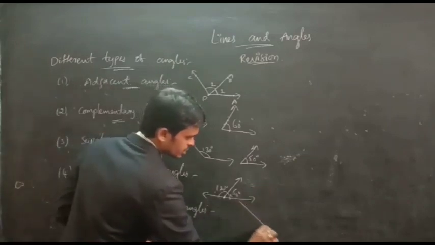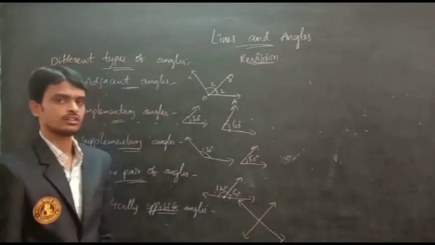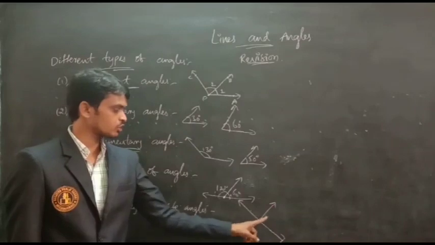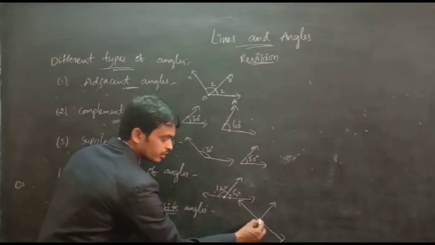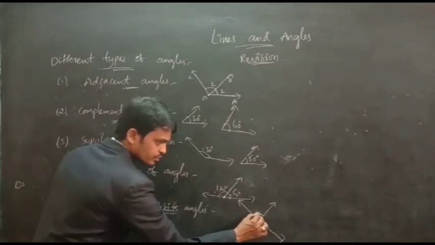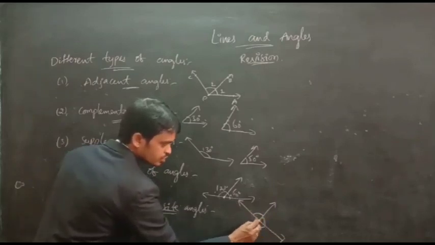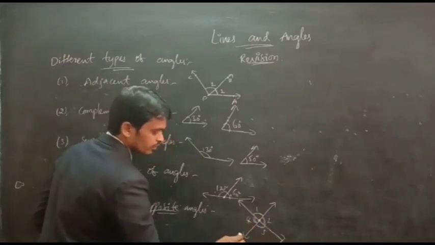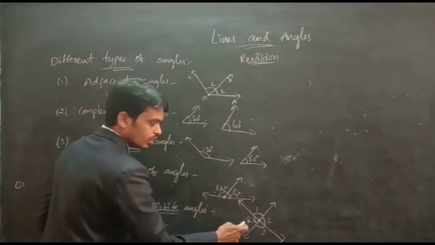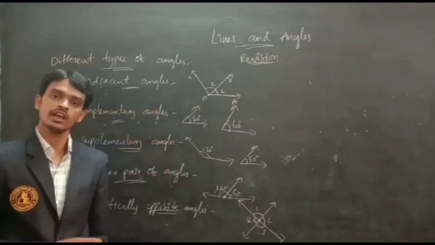See, this is a diagram. If two lines intersect each other, angles are formed at the point of intersection. Which angles? The opposite angles. These two are opposite angles, these two are opposite angles. Then 1, 2, 3, 4. Then 2 and 4 are called vertically opposite angles. 1 and 3 are called vertically opposite angles.